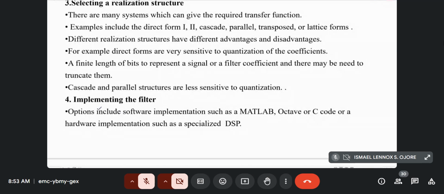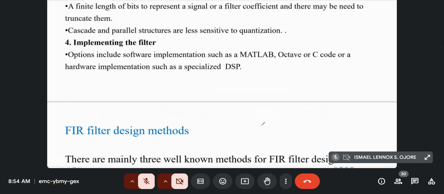Implementation: you can implement in MATLAB, as you are doing in your lab, I think. You can implement in Octave, which is an open source alternative to MATLAB. You can use C code, or you can do a hardware implementation such as a specialized DSP. We are good? We move on.